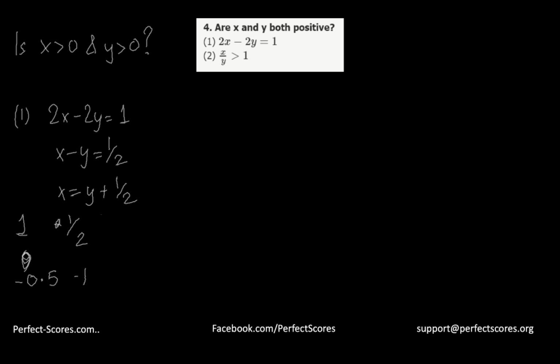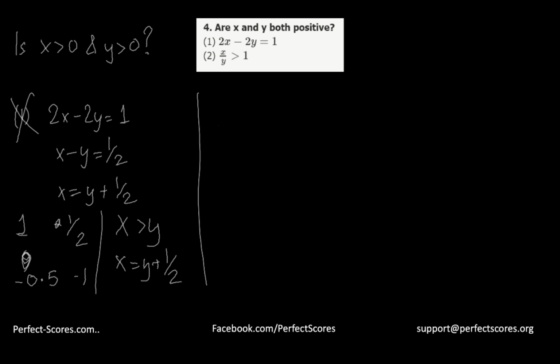One thing that we know for sure is that x is greater than y, because x is equal to y plus half. That is something that we know for sure. So this statement is insufficient, because it gives me both positive and it gives me both negative. Let's look at the second statement.